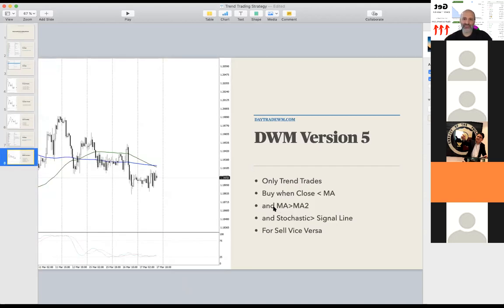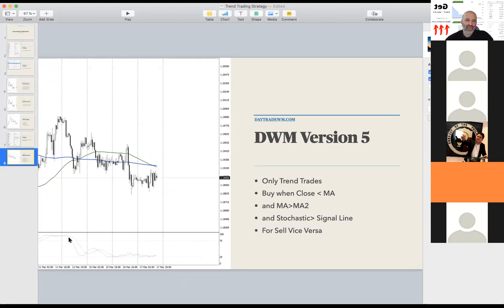So you will see that the MA is above the MA2, and the stochastic is above its signal line, because we are only interested in taking trades which are moving in the direction we want. So if we want to buy, we want the stochastic to be above the signal line. And if we want to take a sell, we want the stochastic to be below its signal line.